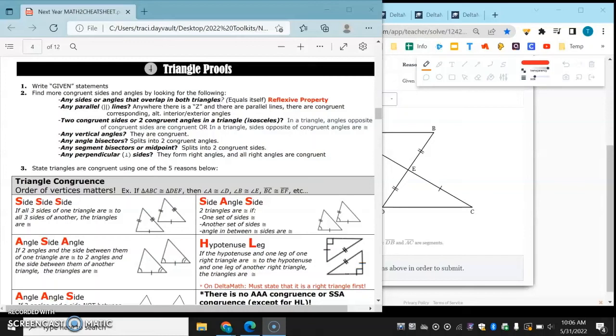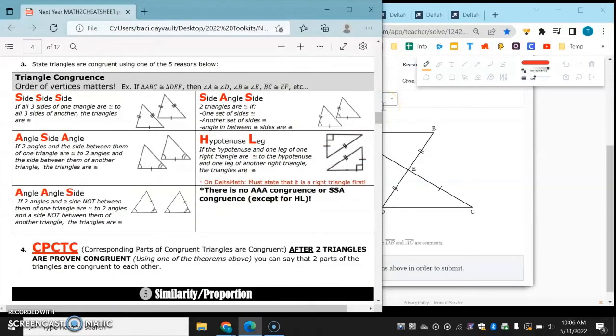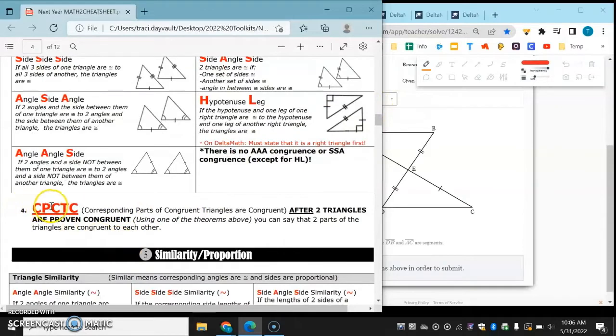We've got one more lesson with triangle proofs. We're basically going to be adding on to what we've done in the past two lessons. In the first lessons, we talked about the ways that we could tell that triangles are congruent without knowing every single side and angle. We have these 5 triangle congruence postulates. And we're going to add on to that today with this right here, CPCTC. That stands for corresponding parts of congruent triangles are congruent.